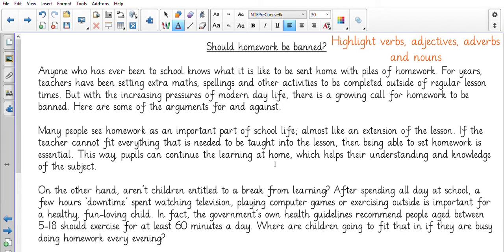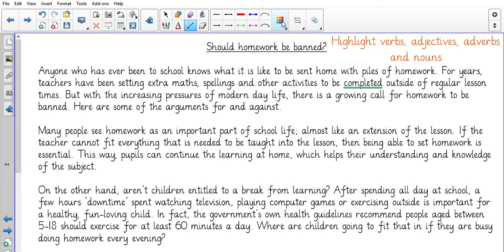Remember, a verb is an action word. Let's just look for a verb together. So a verb is an action word, something that can be done. So let me have a look. There we go, completed. That's something you can do quite often. A past tense verb ends in ed, we know that.